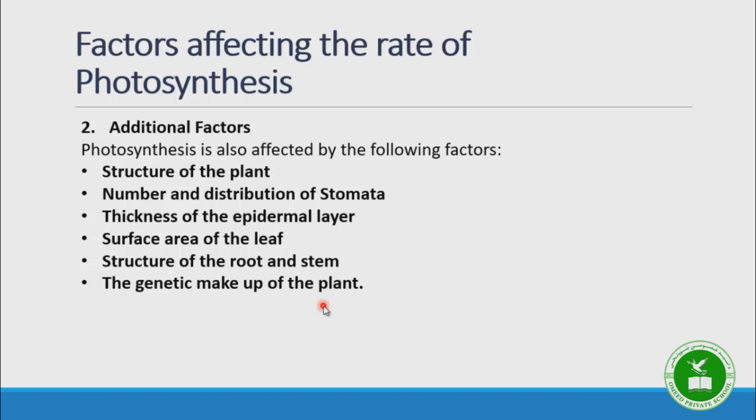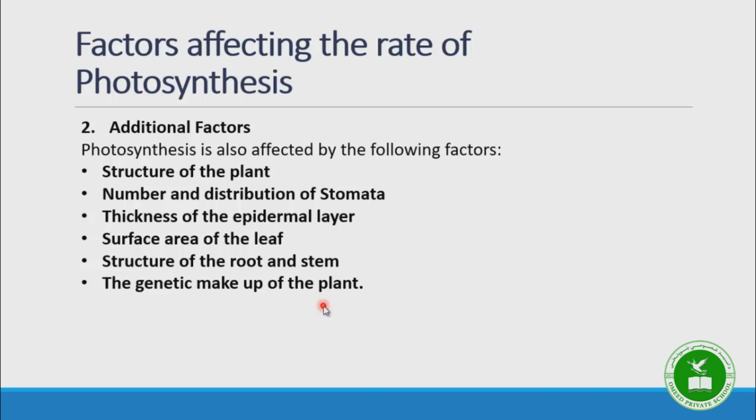Thickness of the epidermal layer. We said that the light passes through this layer and it's absorbed by the chlorophyll. So if the epidermal layer is thick, it means that the rate of photosynthesis is decreased. If it is not thick, then the rate of photosynthesis increases.